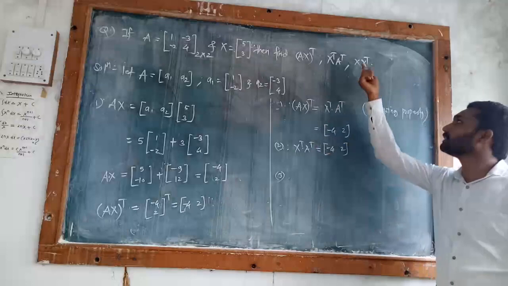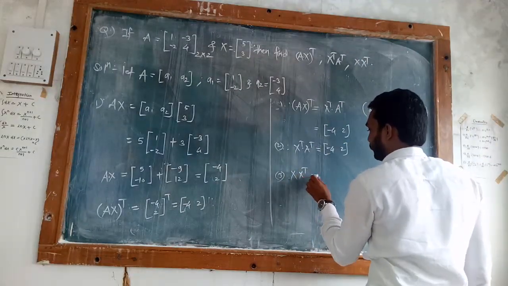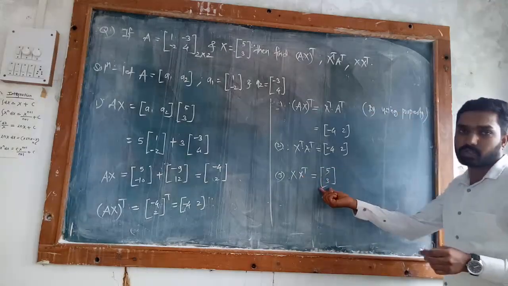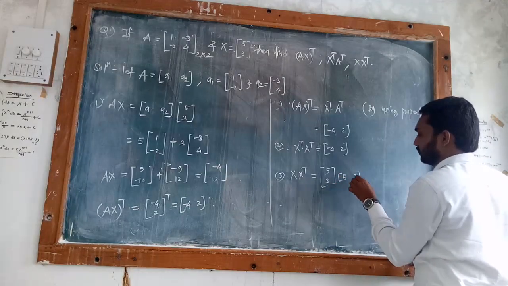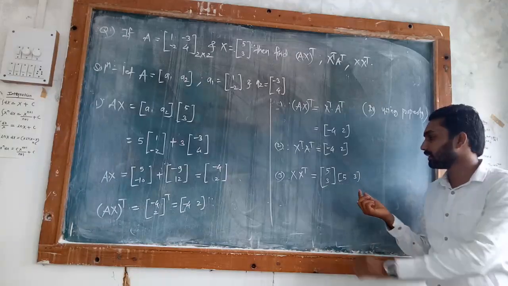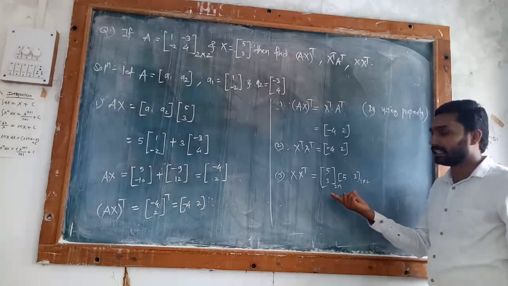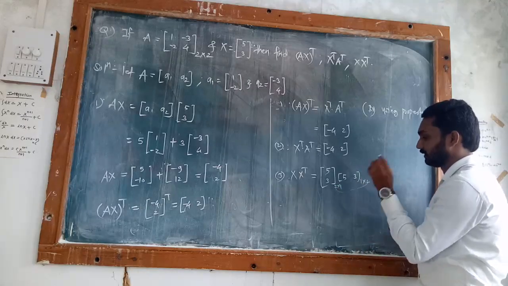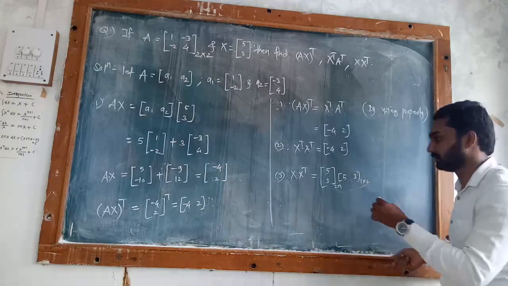Now we have to find the third one, the value of x into x transpose. So what is your x vector? That is 5, 3, your column vector. If you take the transpose, the column vector becomes a row vector, that is 5, 3. Okay. So what is the order? That is 2 cross 1, right? This order becomes 1 cross 2. After multiplication, the new order becomes 2 cross 2, that is 2 rows and 2 columns.